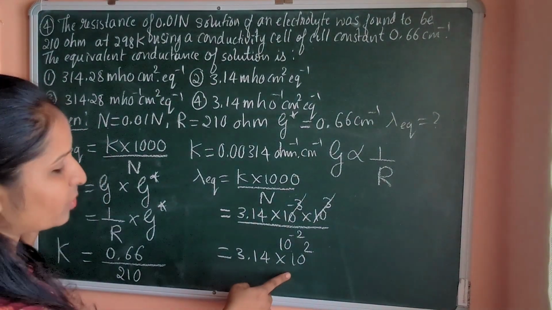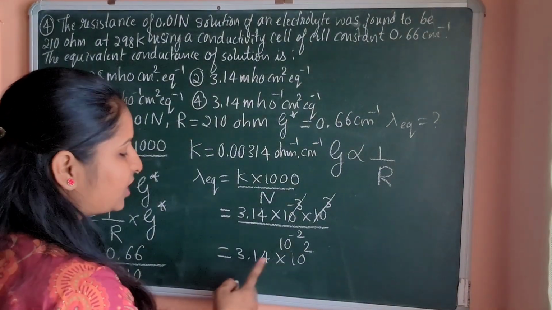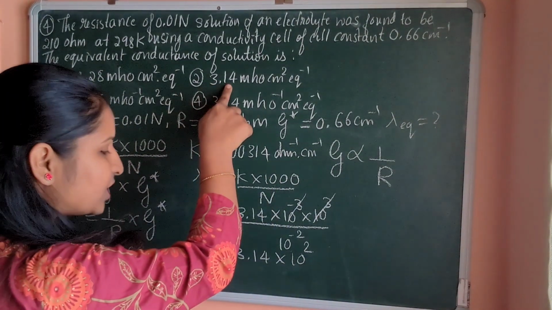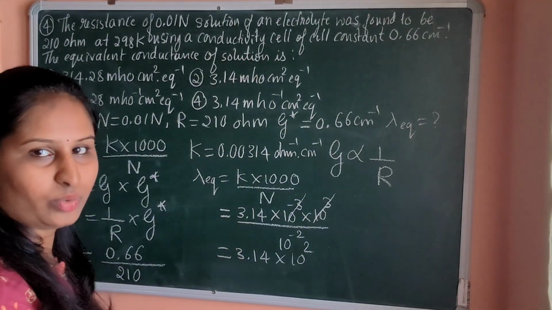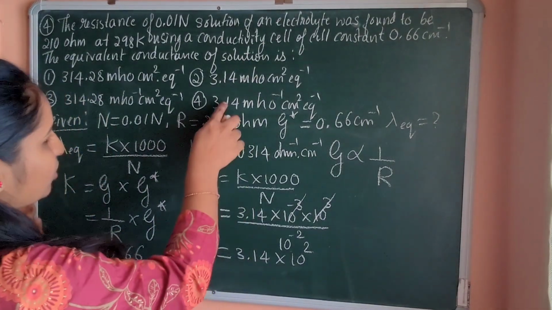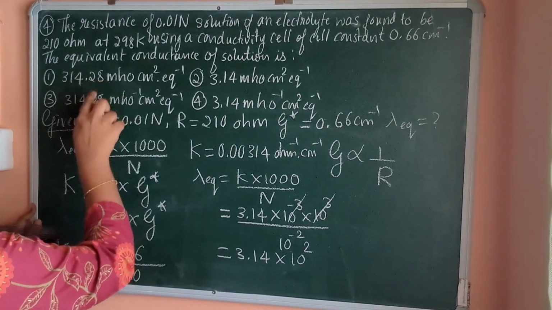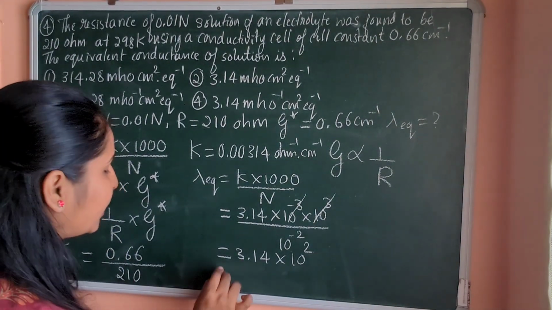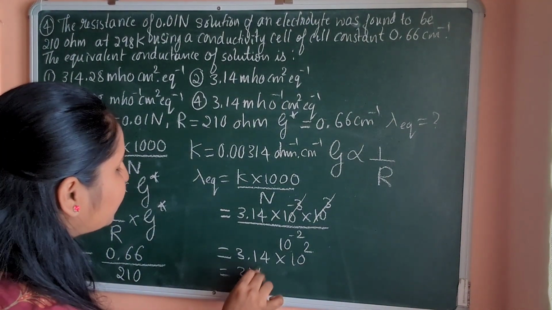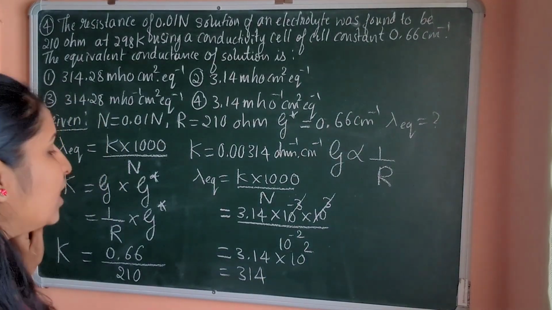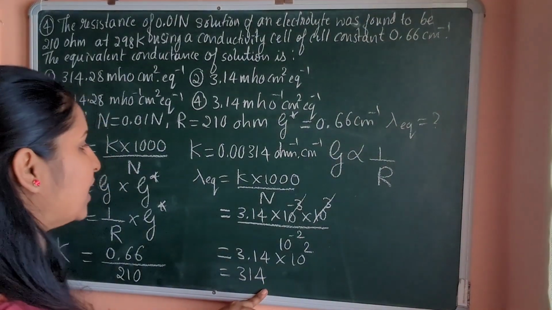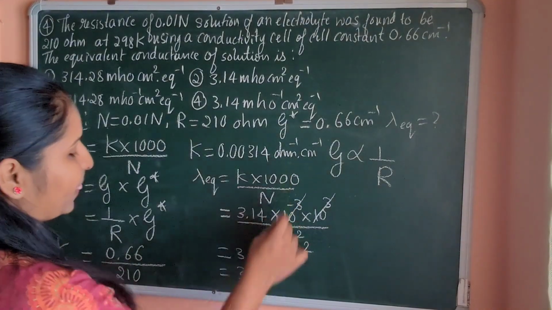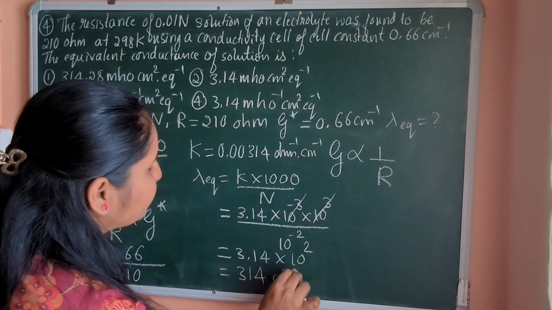So we have to look at the options. Is there any option with 3.14 into 10 to the power 2 here? 3.14 is there, but the 10 to the power 2 value is not given, so those options cannot be considered. Here, the option 314 is given. So I shift the decimal point, then it becomes 314. But what will be the unit for this one? As we have taken the K value unit here, it is per ohm.